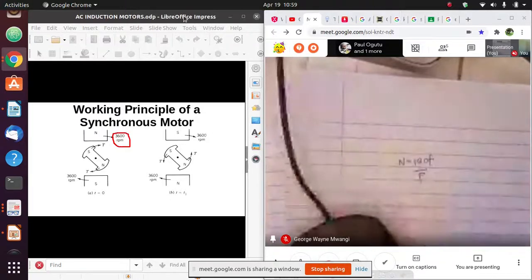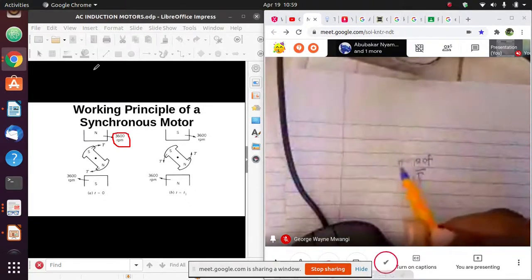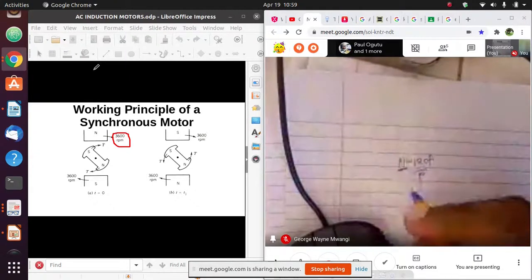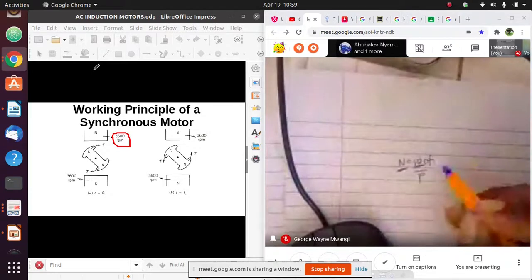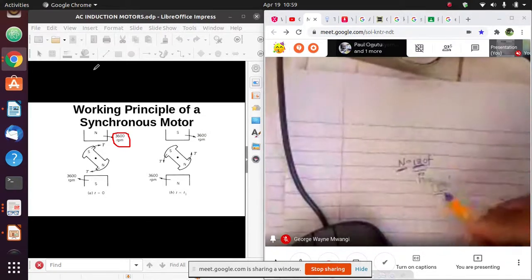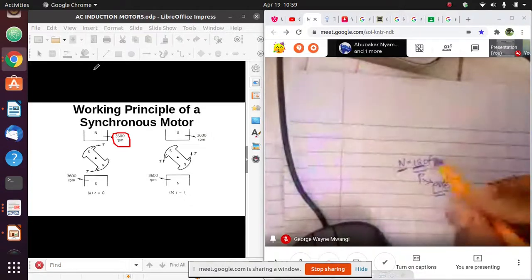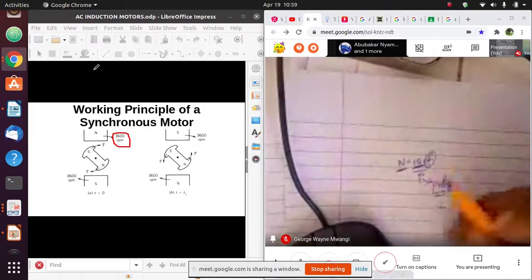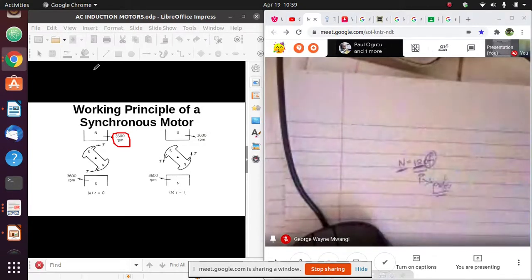120F over. Yes, you can see that. Now this N represents the speed of the rotating magnetic field, and it is given by 120 times the frequency of supply divided by the pole pairs, the number of poles in that motor. So what happens to the speed of motor once you decrease the frequency? When you decrease the frequency of supply, if you're supplying pole, the speed itapungua.